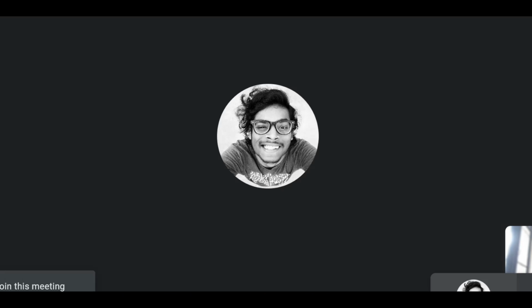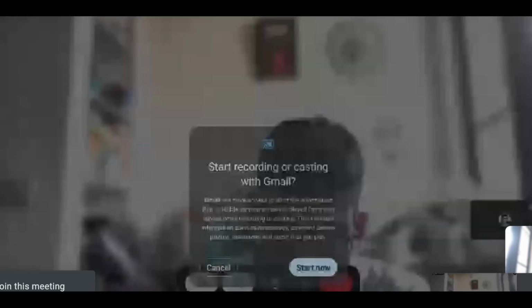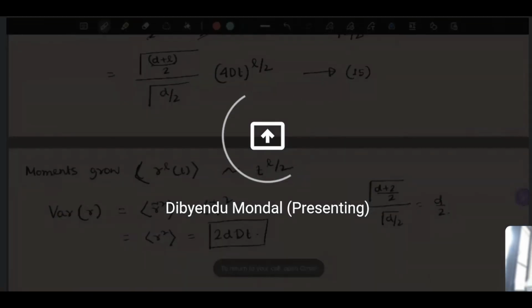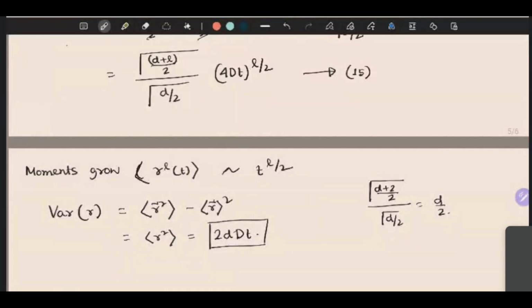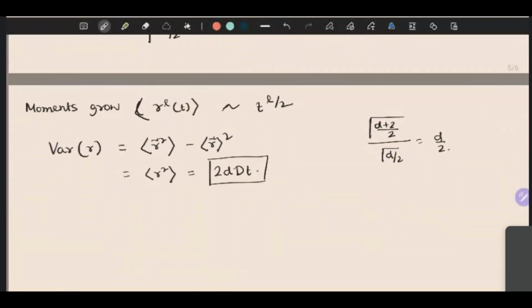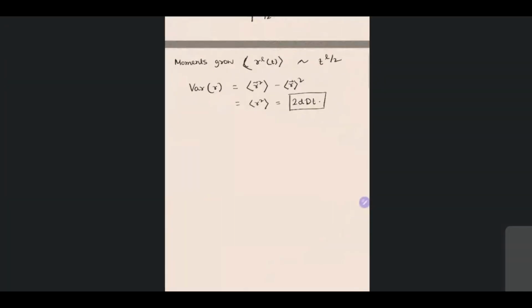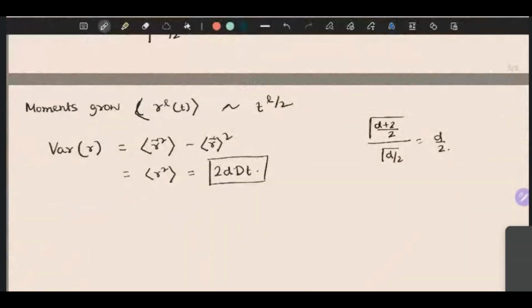Okay, so let me share my screen. It's visible. Okay, so we were sort of studying this, and we stopped here. There we calculated the different moments. Okay, so we calculated different moments, and now let's continue our discussions in the next thing.